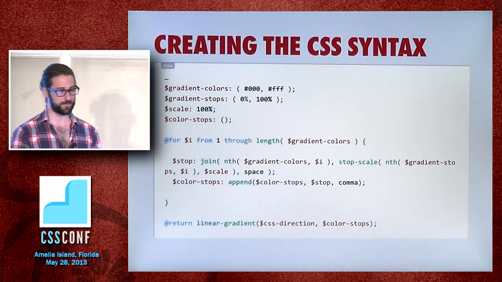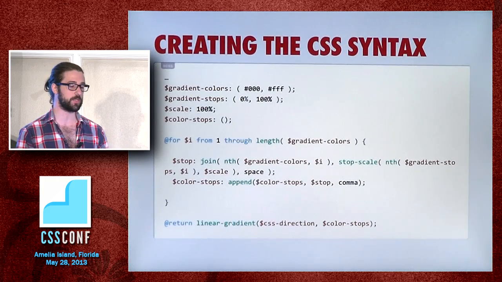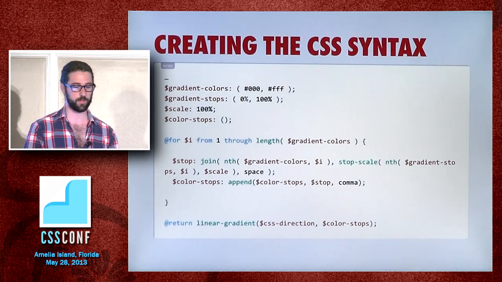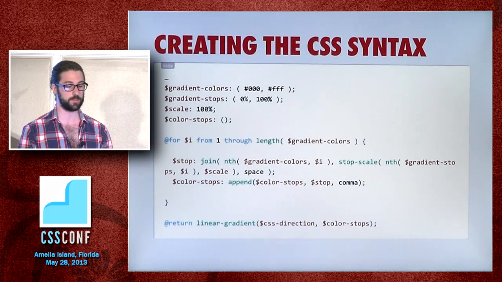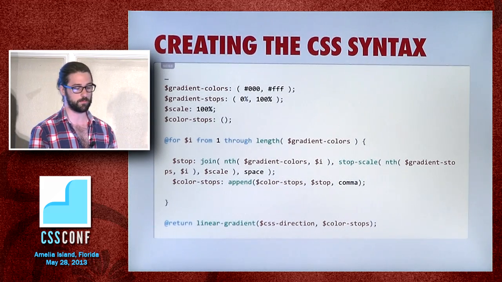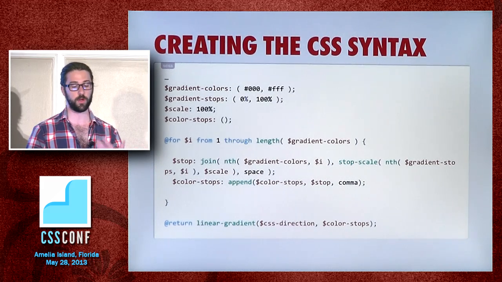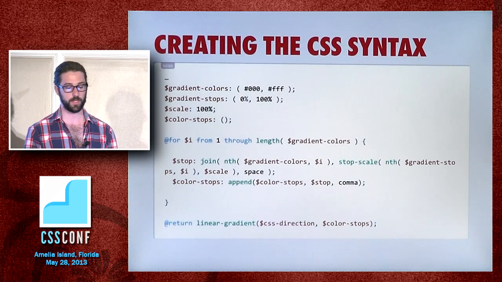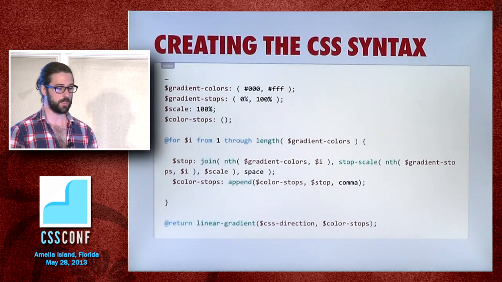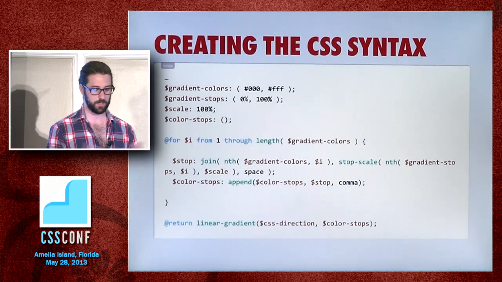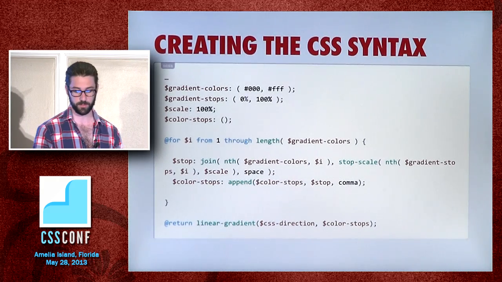Now we need to take all of our color stops and manipulate them based on our scale. The way we do that with Sass is we put our gradient colors and our gradient stops into two different lists, and then we use a for loop, just like any other programming language. We go through all those colors and manipulate each stop based on the scale. We break those apart and then rebuild a new list that is what CSS needs to create a linear gradient.